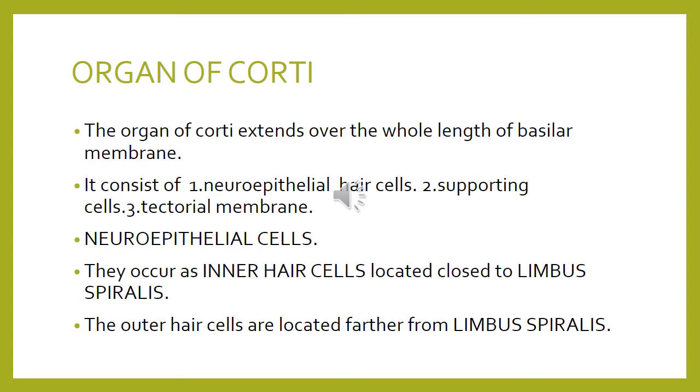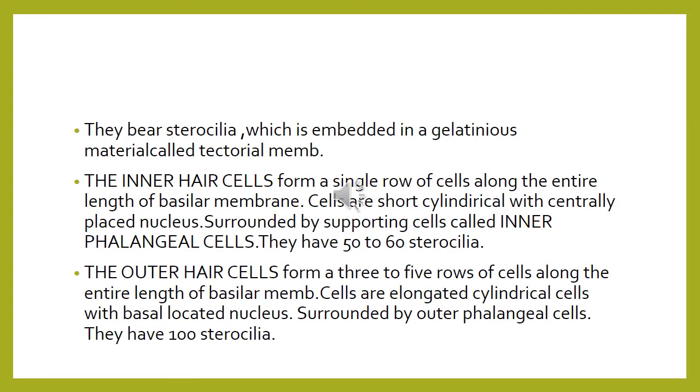It is composed of number 1, neuroepithelial cells, number 2, supporting cells, and number 3 is the tectorial membrane. Now, coming over to the neuroepithelial cells, they are present as inner hair cells and outer hair cells. The inner hair cells are located close to the limbus spiralis, while the outer hair cells are located farther from the limbus spiralis. On top of these hair cells, there is present a gelatinous material which is called the tectorial membrane. Now we'll discuss each of these hair cells separately.